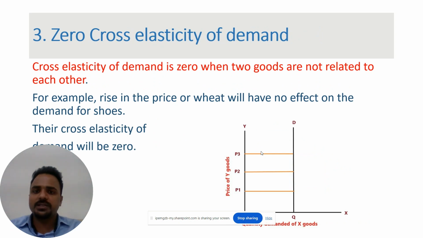Cross elasticity of demand is zero when two goods are not related to each other. For example, rise in the price of wheat will have no effect on the demand for shoes because shoes and wheat are not related to each other. So their cross elasticity of demand will be zero. We can see the same thing in the diagram when price of Y goods increases from P1 to P2 or P3, then the quantity demanded of the other goods will remain unaffected. So the cross elastic demand is zero.